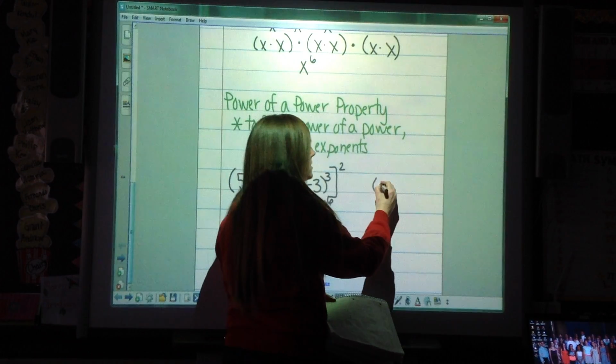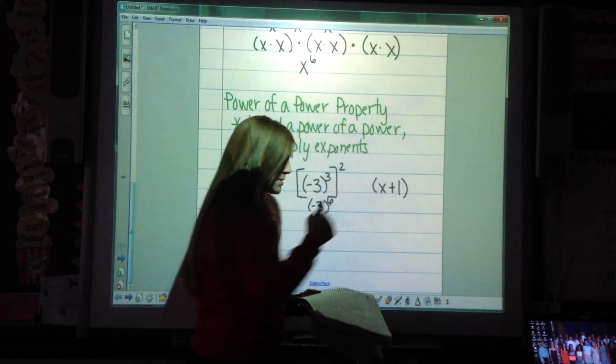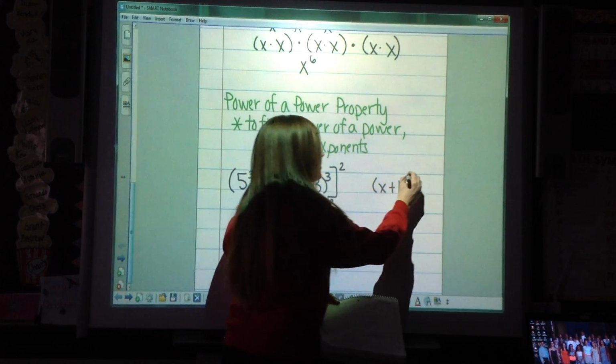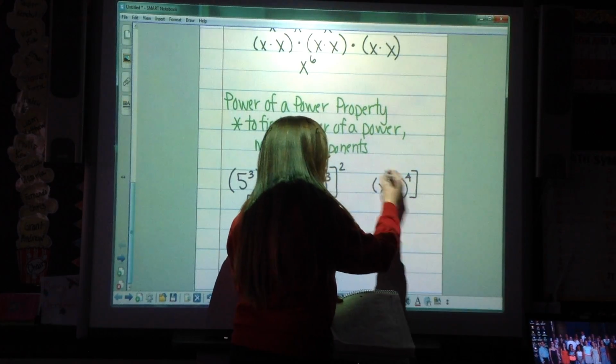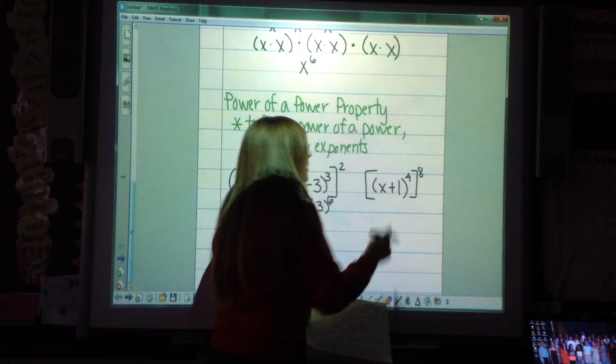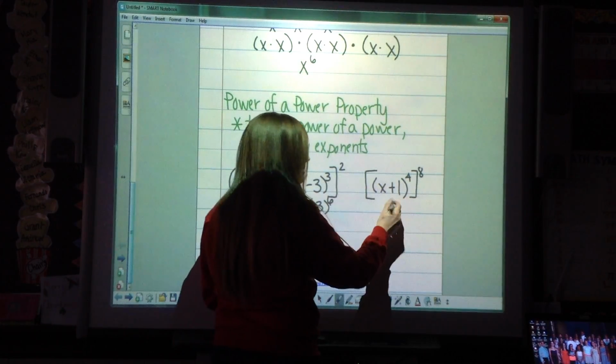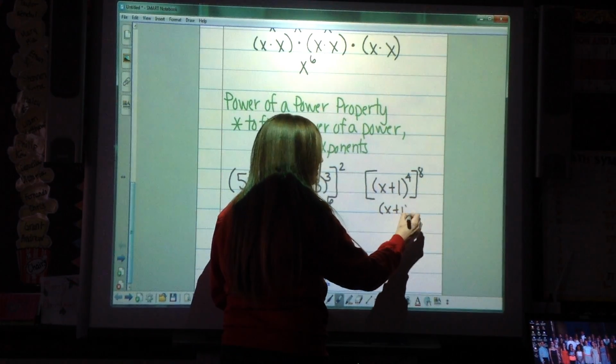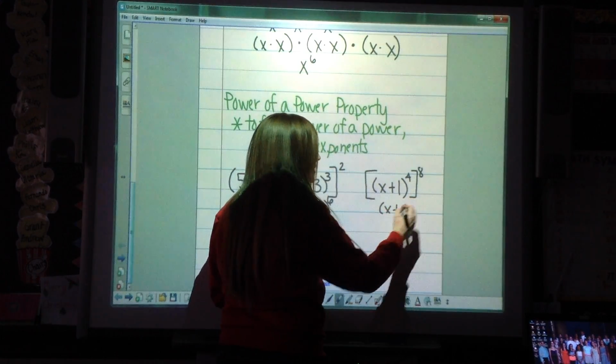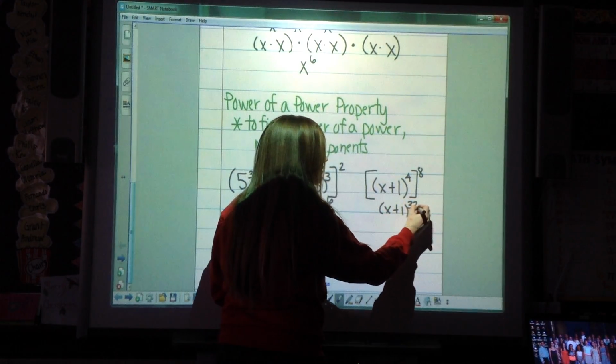Look at our base this time. This time our base is x plus 1, and that's to the 4th power. And that's all to the 8th power. Okay? We can perform this. This is our base. And a power to a power, we multiply. 4 times 8 is 32.